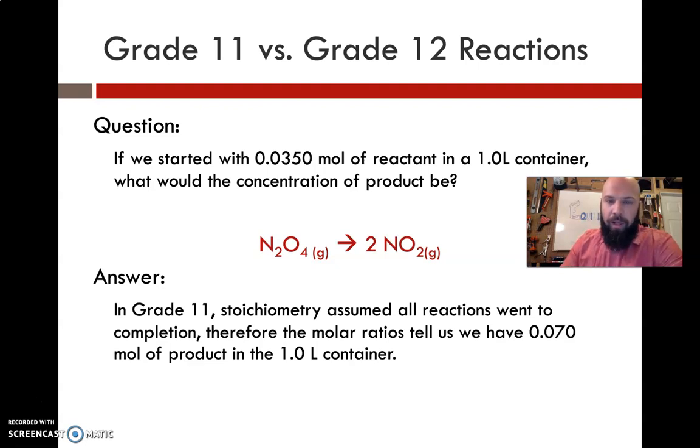However, in reality, all of the reactant doesn't completely create the product. There's a balance between having some reactant and some product. If you started with only the dinitrogen tetroxide, you would get some of it creating nitrogen dioxide, depending on the conditions, but there would be leftover reactant.